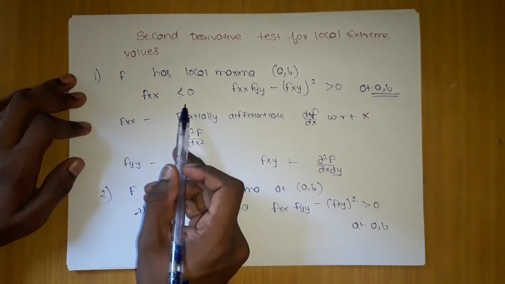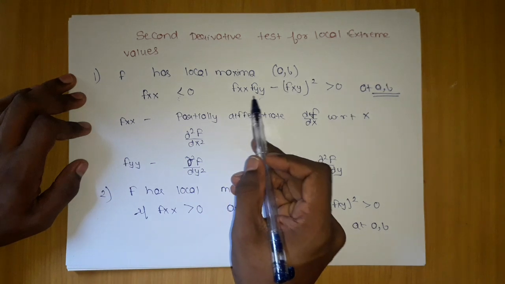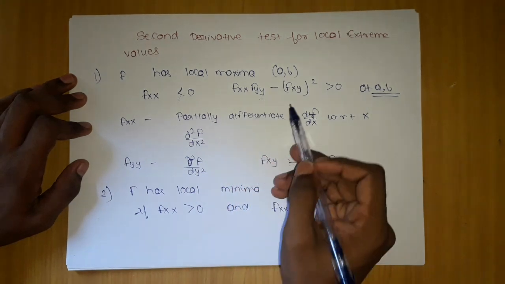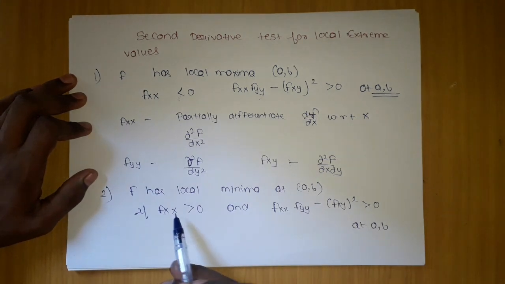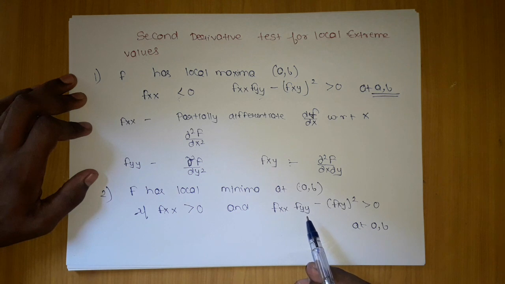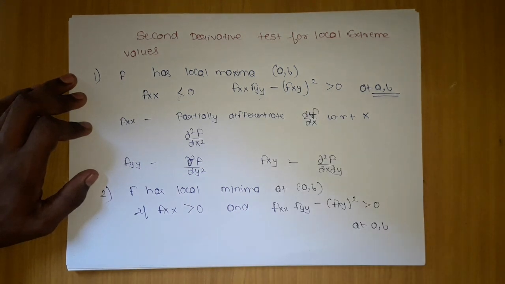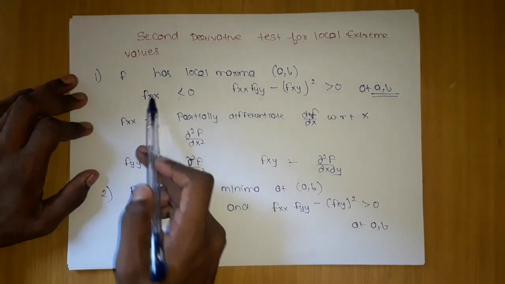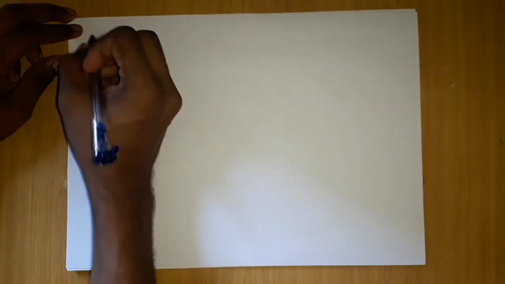f double x is less than 0 in the case where it attains maxima, and f double x f double y minus f xy the whole square is greater than 0. And here f double x is greater than 0, and f double x into f double y minus f of xy the whole square is greater than 0. The second conditions are similar in the first and second cases, and the first condition differs, so keep these things in mind. Now we will see the third condition.